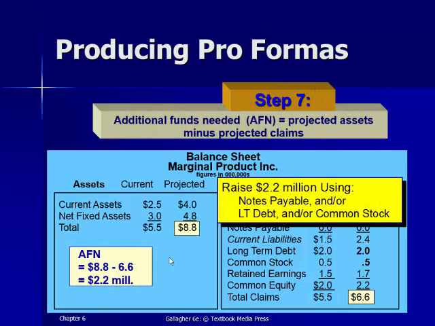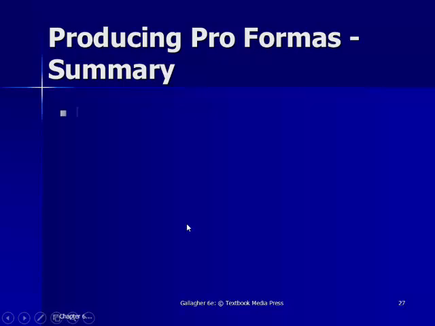So we might go to a bank, sign a promissory note, create notes payable for $2.2 million, or go to an investment banking firm and sell some long-term bonds, or go to an investment banker and sell some new common stock, or some combination of the above, as long as we raise the $2.2 million that we need. Because if we don't raise the $2.2 million that we need, we're not going to get to the $8.8 million asset figure. And if we don't get to the $8.8 million asset figure, we will be unsuccessful in accommodating this projected 60% increase in our sales. So this is very important that we get that money.